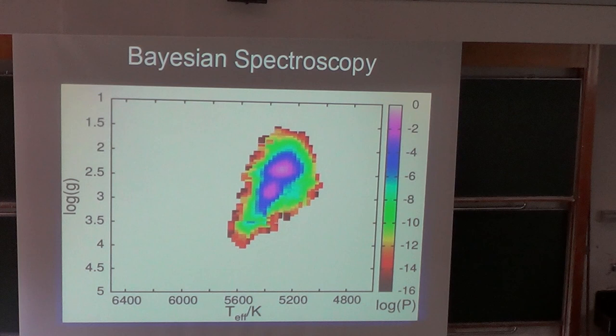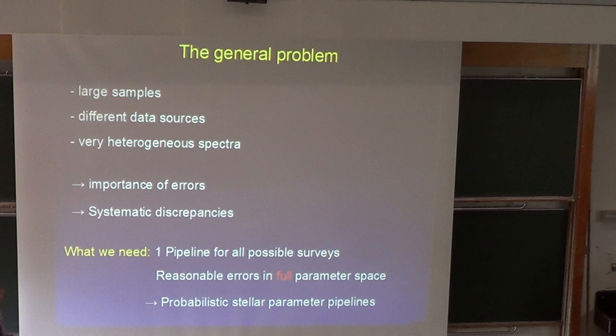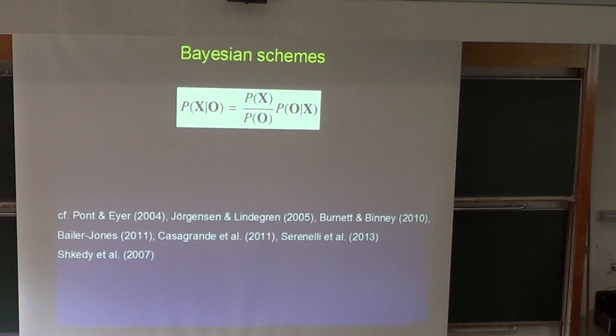Just again, to summarize, we have large samples, varying data sources, etc. So we have to create this one pipeline to fit it all. This is a relatively old slide, but I think I can't leave it away. What is a Bayesian scheme?